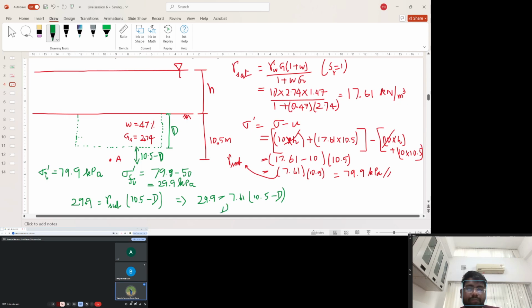So D will be 10.5 minus 3.93, which will give a value of around 6.58 meters, which is D.